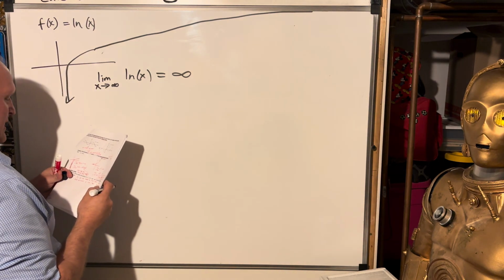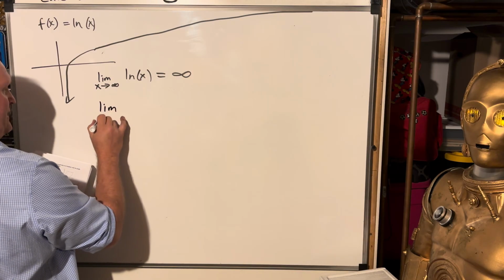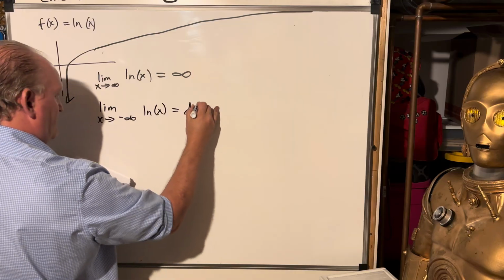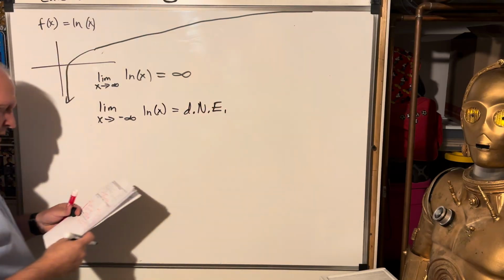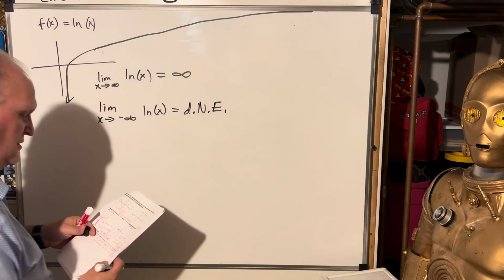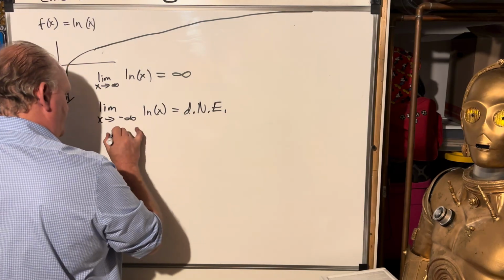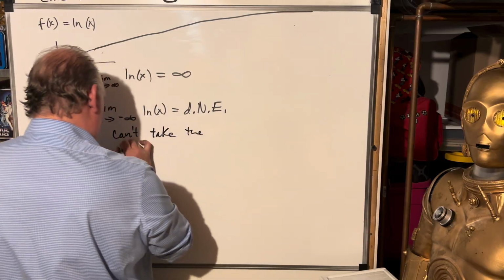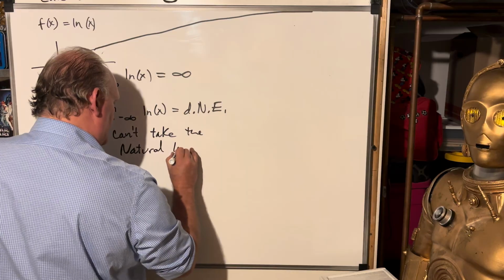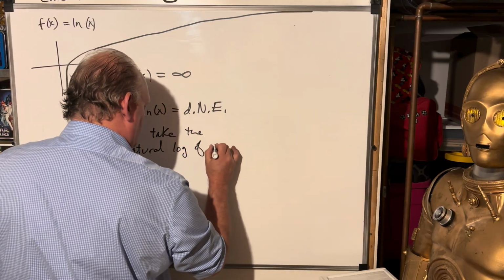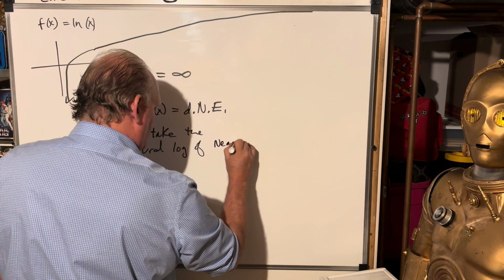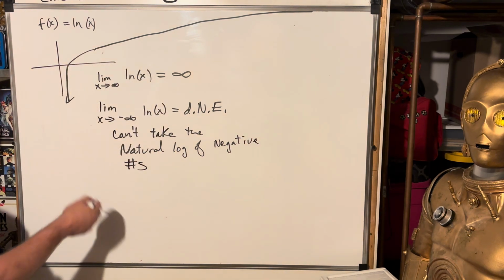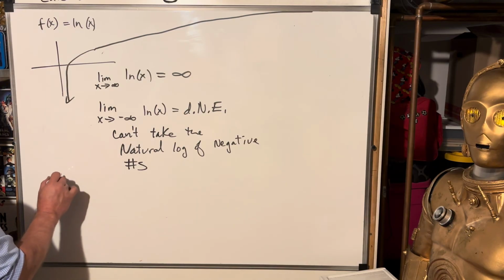What about the limit as x goes to negative infinity? Well, that's not going to work. It does not exist. You can't take the natural log of negative numbers. Okay, because remember what the log is.